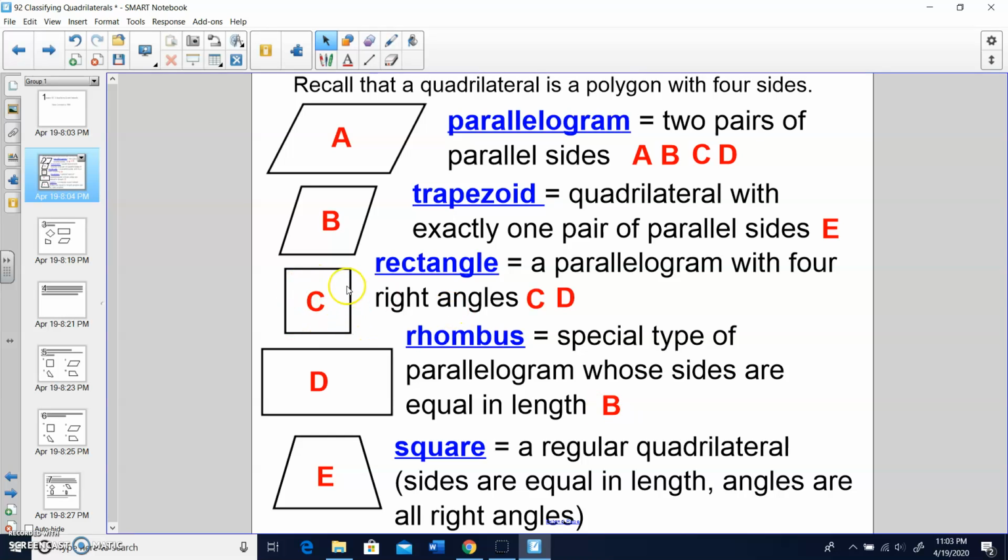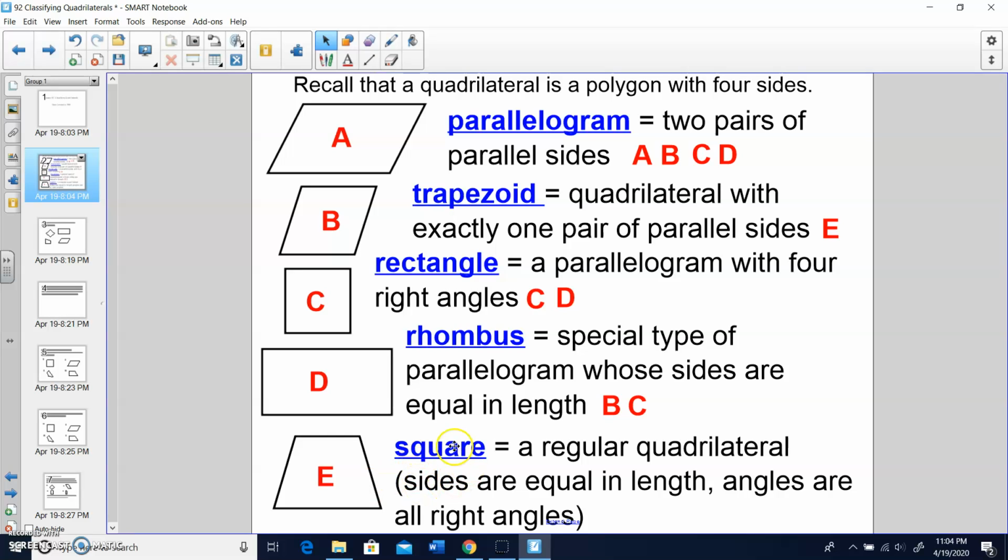C, we have two sets of parallel lines? Yes. Do we have all sides the same length? Yes. It is also a rhombus. And then D, is it a parallelogram with two sets of parallel sides? Yes. Are all sides the same length? No. So that is not a rhombus. And then E, we know is not a parallelogram, so it can no longer be a rhombus either.